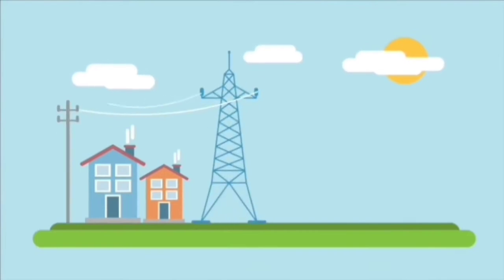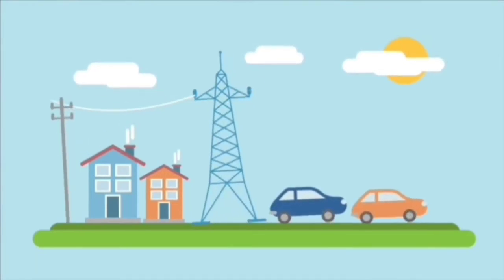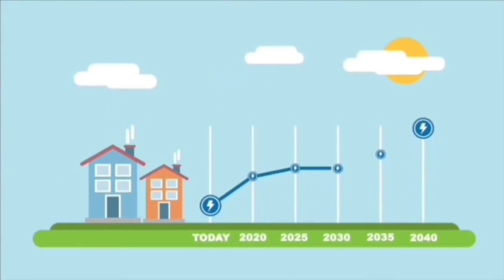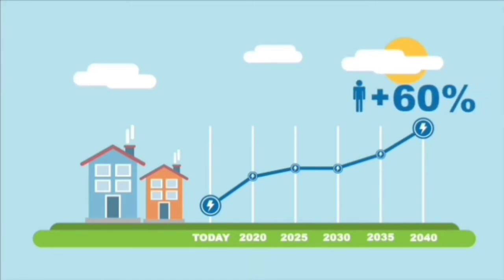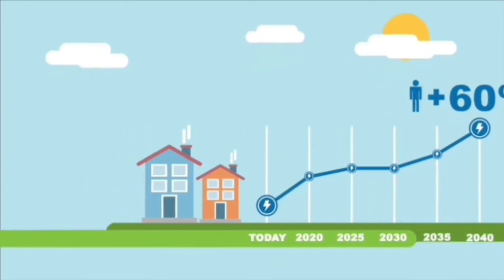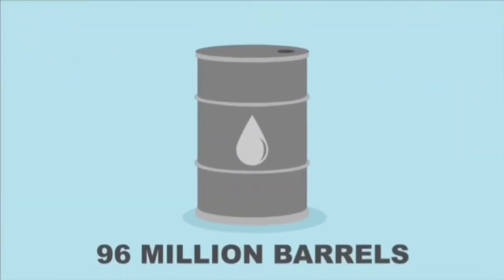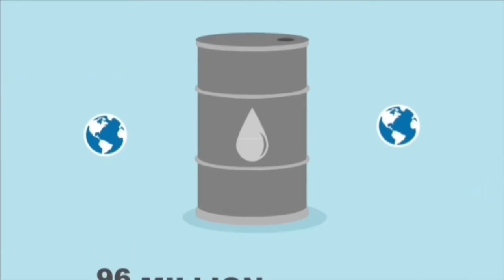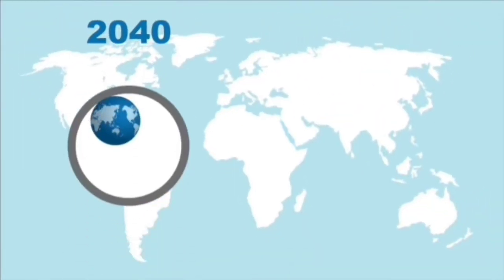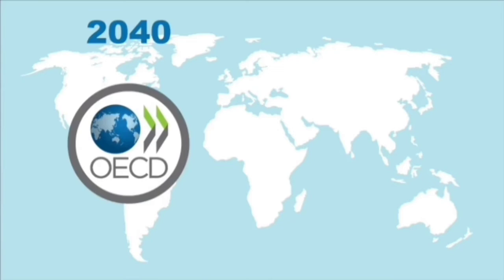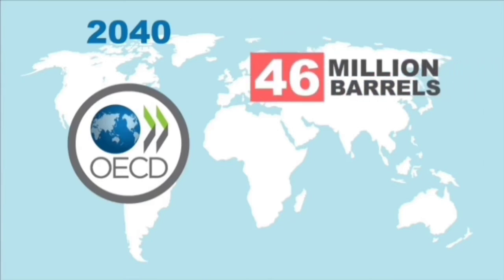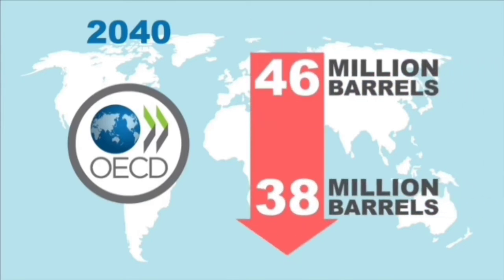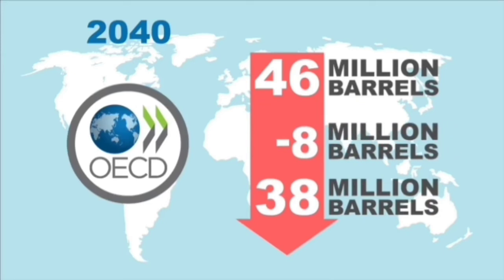In developing nations, people are moving into big cities, gaining access to electricity, and buying their first cars. Each person in the developing world is estimated to increase their energy by more than 60% by 2040 as they move towards a standard of living the developed world has enjoyed for decades. Of the 96 million barrels of oil produced today, it's split about half and half between developed and developing nations. A quarter century from now, in 2040, as the OECD countries become more efficient with energy use, oil demand is projected to go down from 46 down to 38 million barrels per day. That's a reduction of 8 million barrels of oil per day.